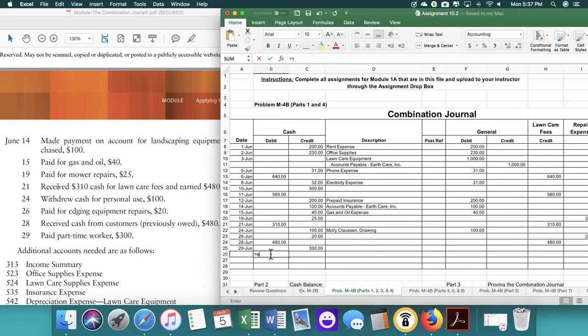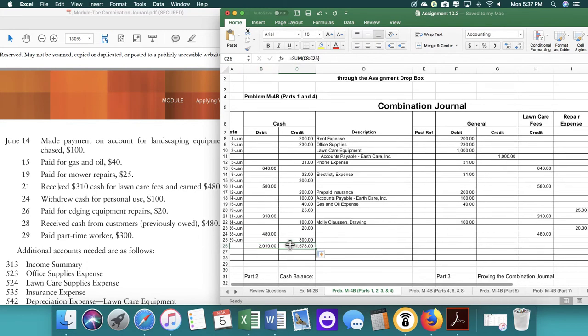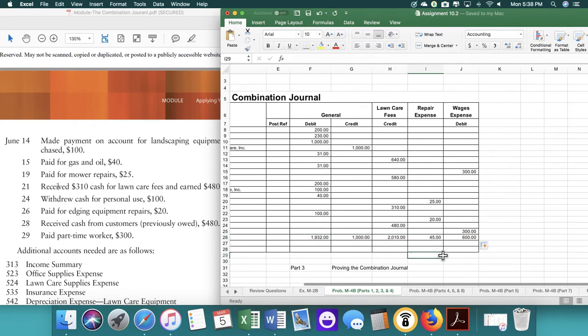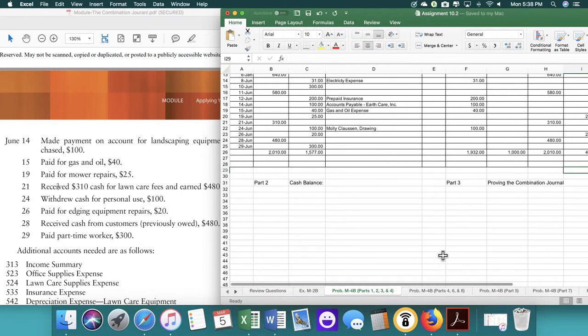So again, I'm just going to do what I have done in the past, is just let Excel do the math for me. Let's see, make sure I entered everything correct. There we go. Just copy the formula over. And then we need to prove that. So that's part 1.